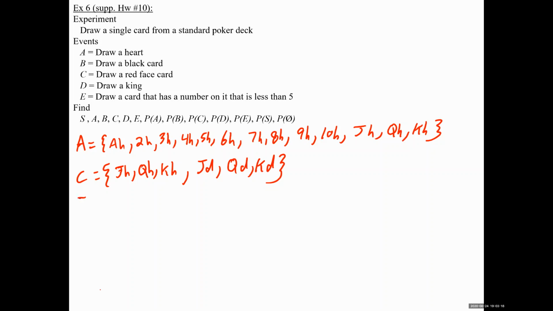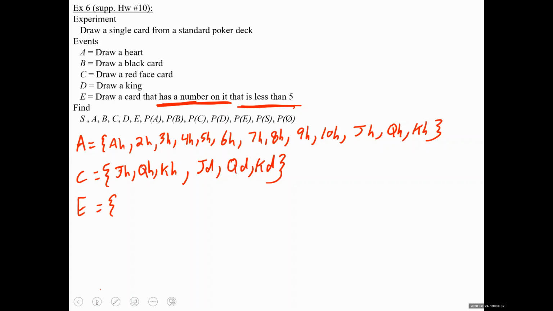Okay, one more. Let's do E. Again, I'm skipping some of them. Draw a card that has a number on it less than 5. So you have to draw a card that has a number on it. It must have a number on it, okay? It can't have a letter. So no aces, no jacks, queens, or kings. It has to have a number on it, and the number has to be less than 5.